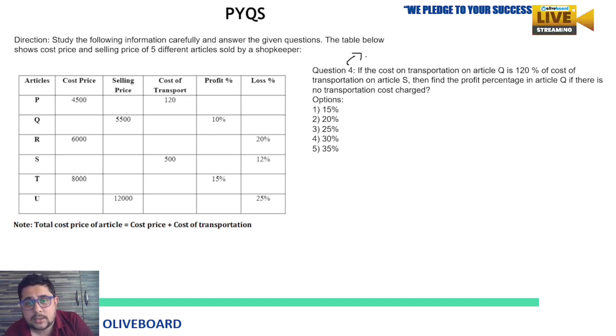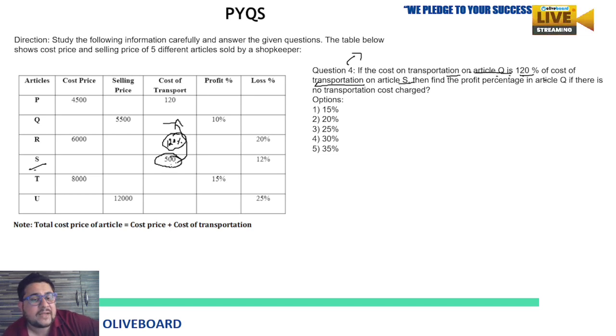Okay, now see question 4. If the cost of transportation on article Q is 120% of the cost of transportation of article S. So Q and S. S's cost of transportation is 500, and Q's transport cost is how much? 120% of S, right? So 120% means 20% more than 500, the cost of transport of S.